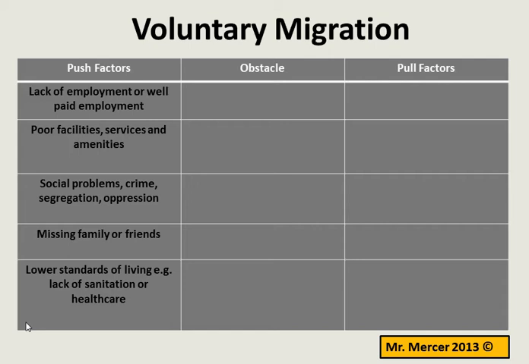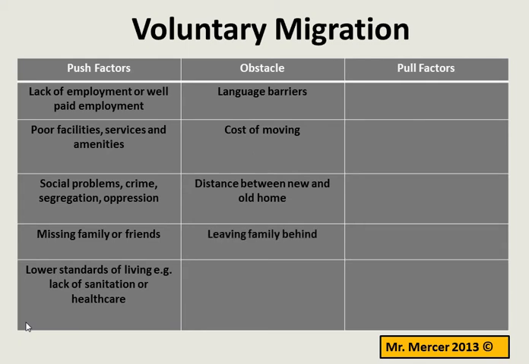Okay, before we get onto the pull factors, it's useful to look at what are the obstacles to migration. It's an unusual question, but there are exam questions that exist asking you, what are the things that hinder somebody moving from A to B? Well, they're very self-explanatory. Language barriers, the physical cost of moving, it's very expensive, transportation costs, etc. The distance between the new and the old home, and leaving your family behind. Anti-immigration policy refers to the laws that the country you're going to might have stopping new people arriving.